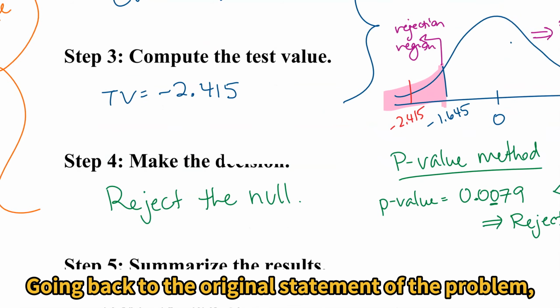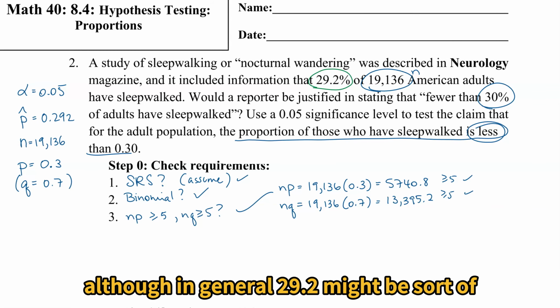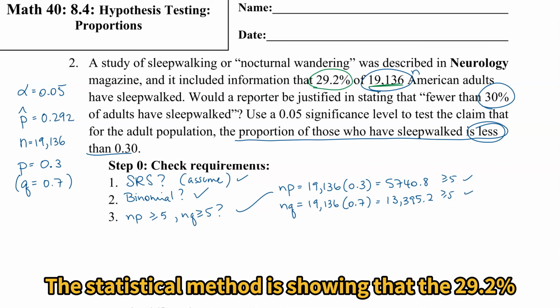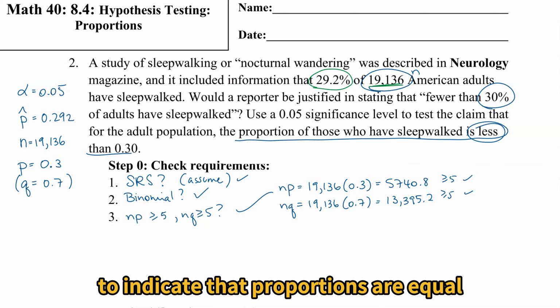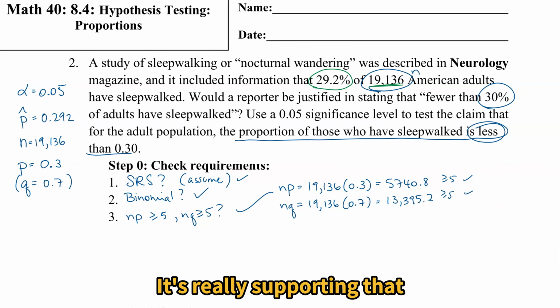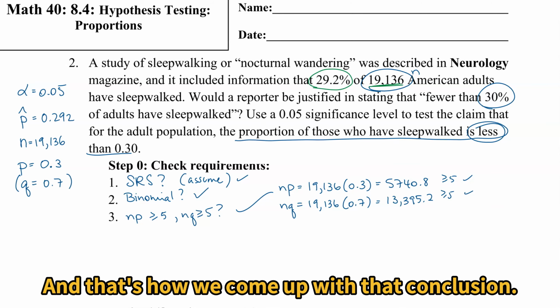Going back to the original statement of the problem, this is really saying that this 29.2%, although in general 29.2 might be sort of close to 30%, because this n is pretty large, the statistical method is showing that the 29.2% is actually not close enough to the 30% to indicate that proportions are equal or that the population proportion is greater than 30%. It's really supporting that the population proportion is lower than 30%. And that's how we come up with that conclusion.